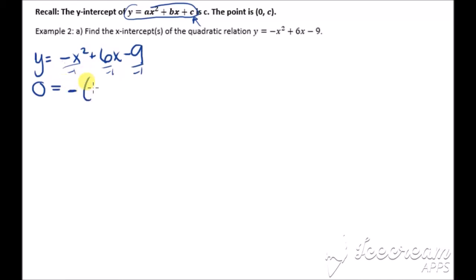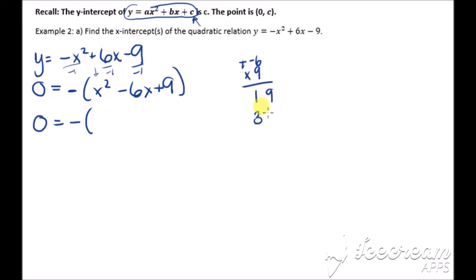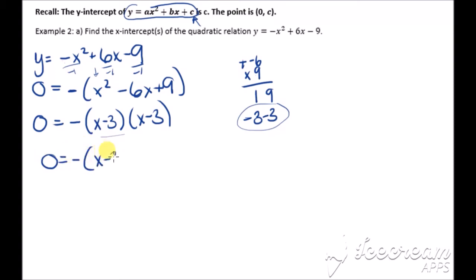Okay, so I get -(x squared minus 6x plus 9). So this is where we can start because this leading coefficient is +1. Okay, you always want it to be positive. So with product sum, what two numbers multiply to 9 and add to -6? Okay, so for 9, we get 1 and 9, 3 and 3. So it's definitely 3 and 3, and we could put a negative sign on each of those. So (x minus 3)(x minus 3). Okay, in other words, we can rewrite this as 0 equals -(x minus 3) squared.